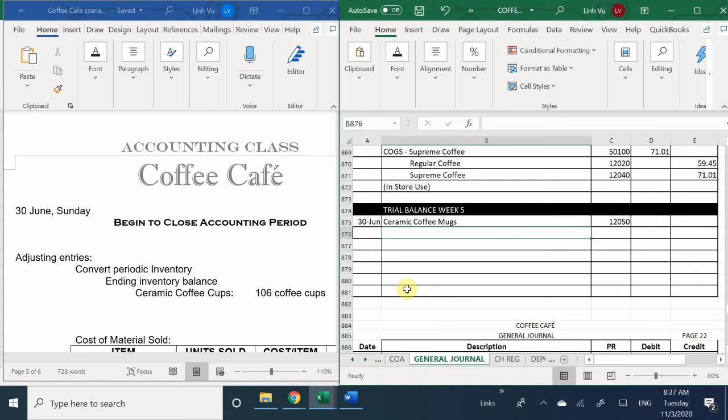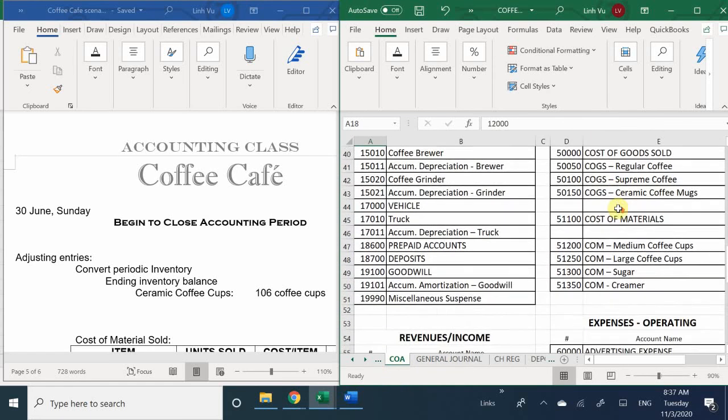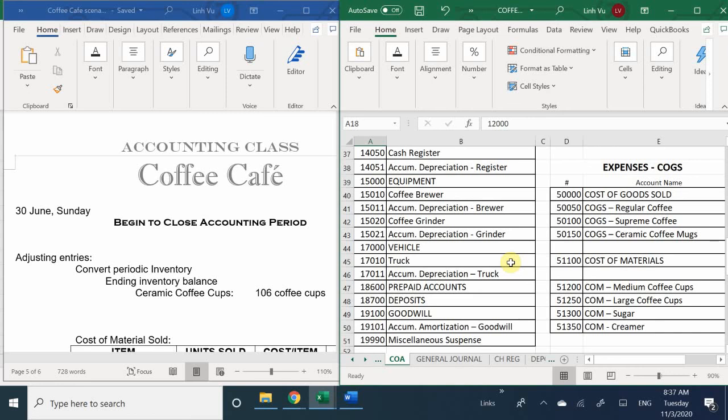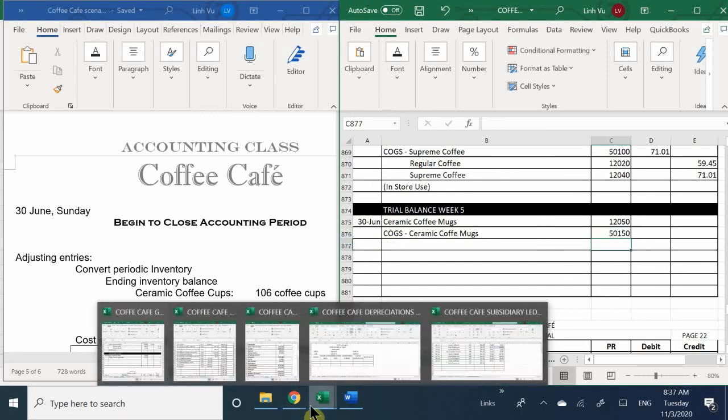Okay, and then we said that there's a cost of goods sold. Can someone tell me what that cost of goods sold account number is? 5150, cost of goods sold ceramic coffee mugs. So here we go. We need to recognize COGS, ceramic coffee mugs, for 5150. Okay, what else do we need to recognize?